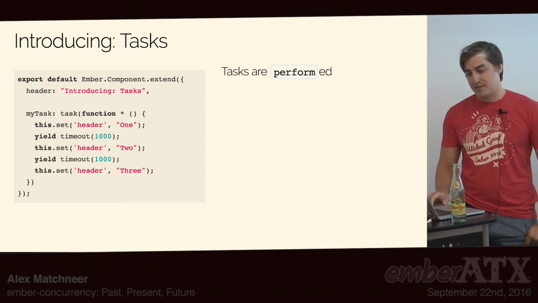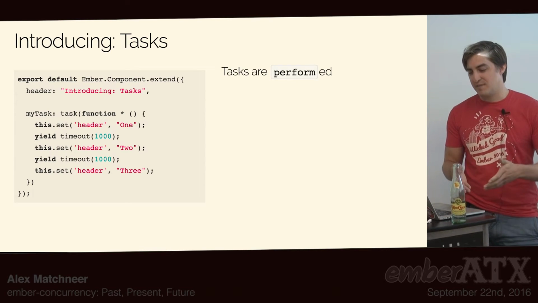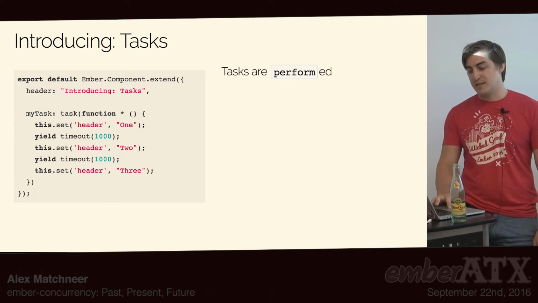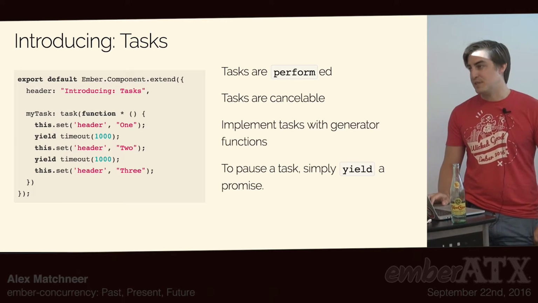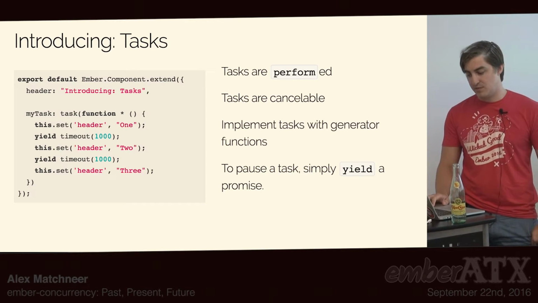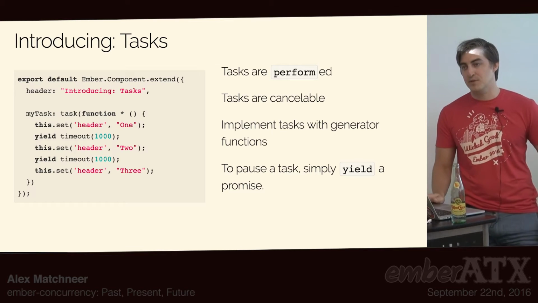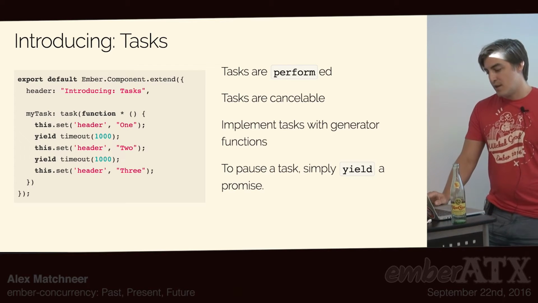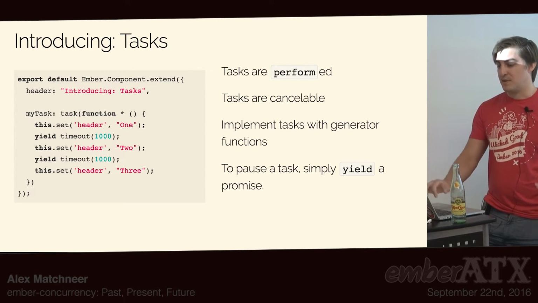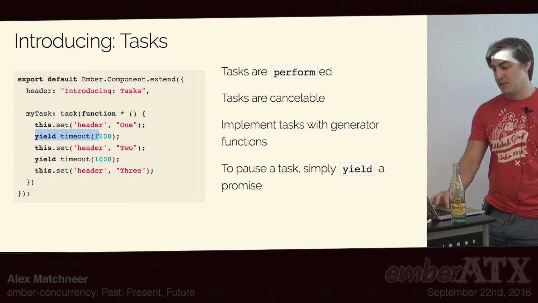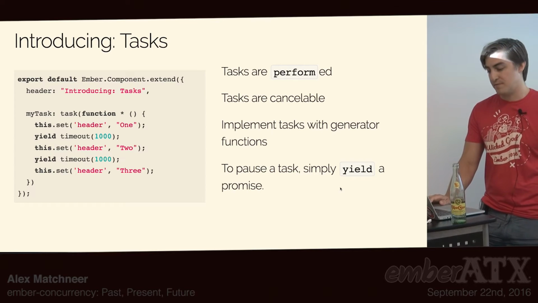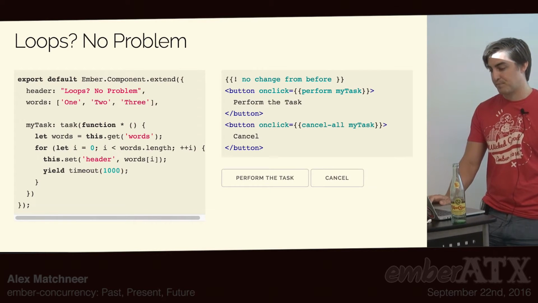So tasks are not quite just like functions. You have to grab an instance of the task off the object and call perform on it, or use the perform helper. They're cancelable. They're implemented with these generator functions, which are totally safe to use and totally backwards compatible. And to pause a task at some line of code like it does here, you just use the yield keyword and give it a promise. And when the promise resolves, then it continues running.